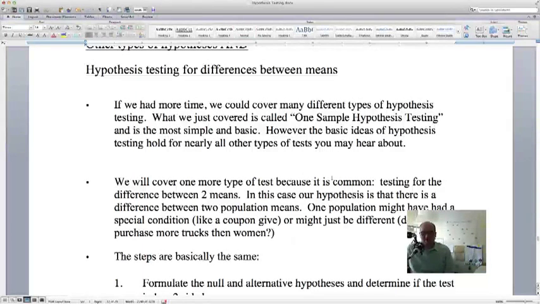So we'll cover one more type of test because it's very common: testing for the difference between two means. In this case, our hypothesis is that there's a difference between two population means. One population might have a special condition, like a coupon is given, or might just be different. Like, do men purchase more trucks than women? We've talked a little bit about this in classes. I think I used different examples in different classes, so let me reiterate both of them. One example would be, do men make more money than women? These are two populations. I'm going to collect data about men and collect data about women and compare these two populations. So this is a difference in means across the two populations.